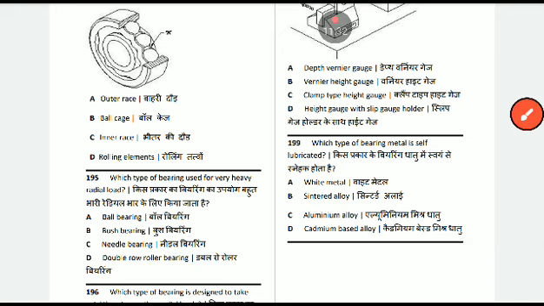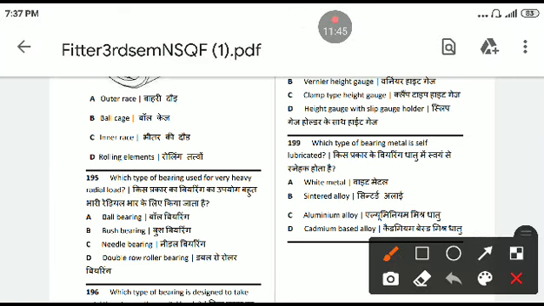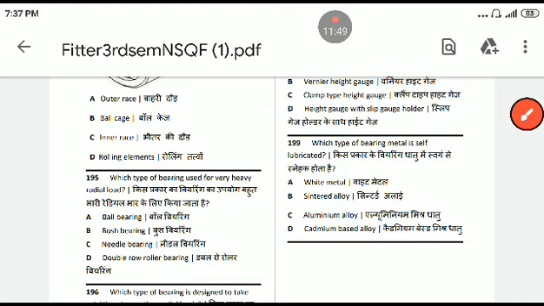Which type of bearing metal is self lubricated? White metal, sintered alloy, aluminum alloy, cadmium base alloy. Sintered alloy. Self lubricating bearing material.